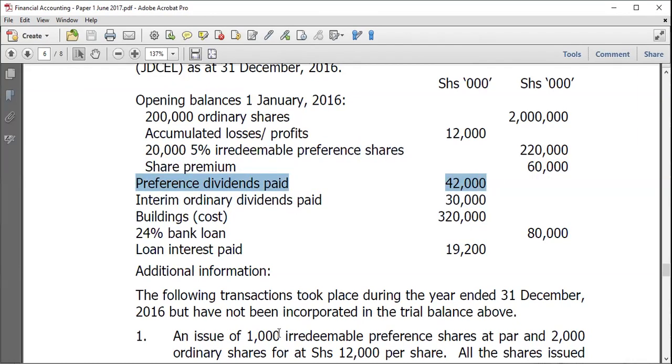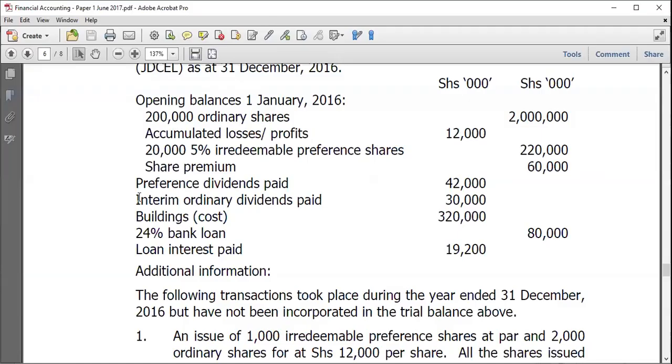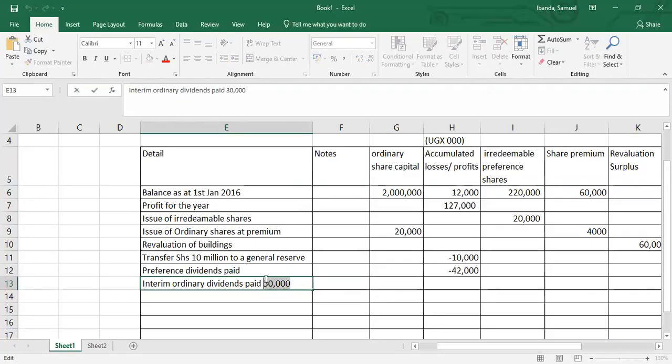So I'll just pick this and bring it here. 42,000. I'll just come here and put it as a negative. They are basically a negative. And then the same thing I also do for interim ordinary dividends that were paid. They will also come from the same, as a negative.